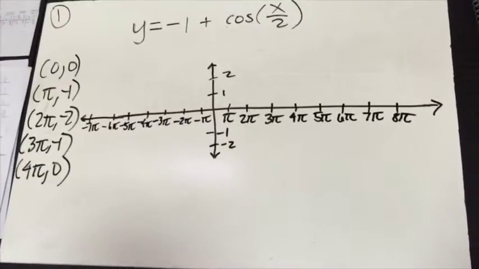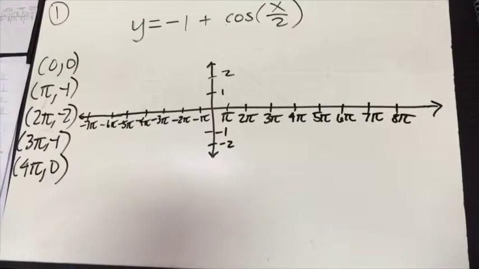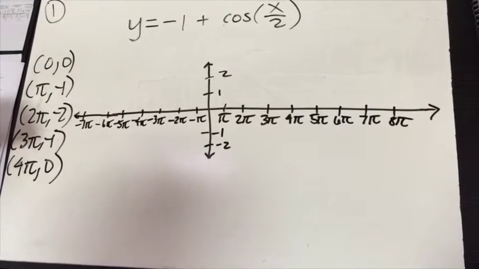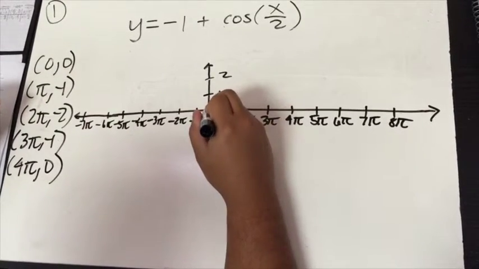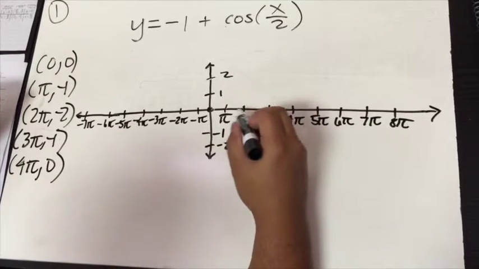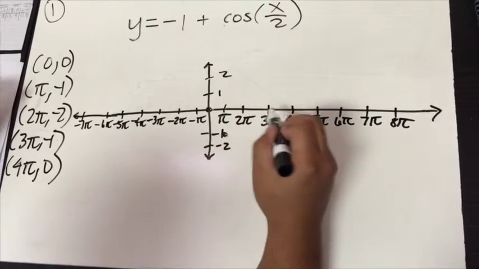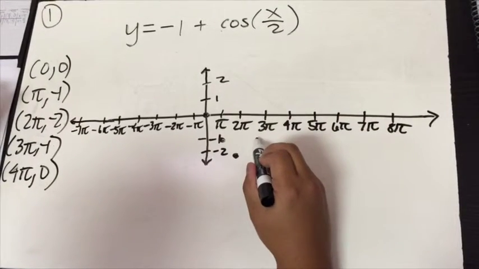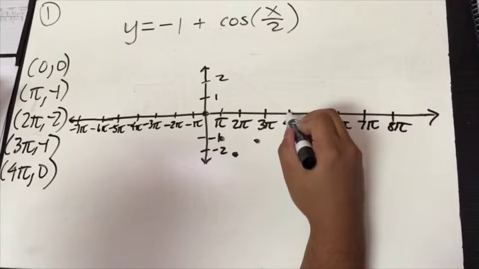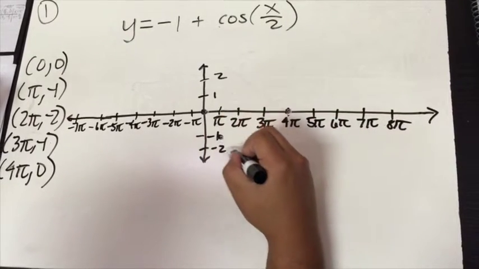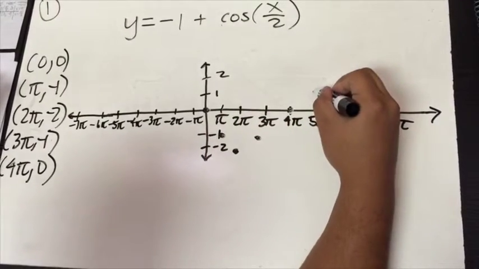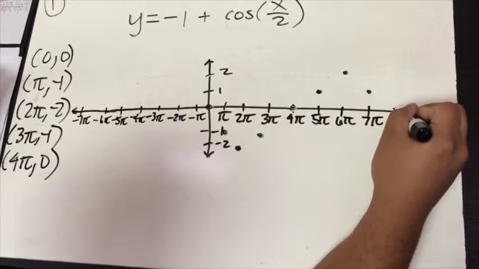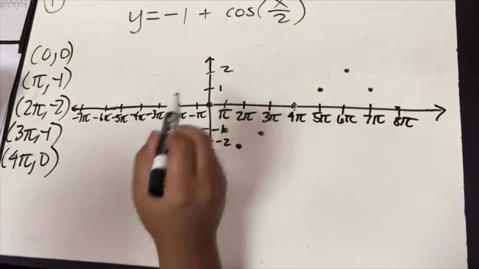Alright, so the points that we found from the beginning are over here, so we're just going to go ahead and graph those. So 0, 0 right here, pi, -1 is down here, 2 pi, -2, 3 pi, -1, 4 pi, 0. Okay, and it's symmetrical, so we'll just do the same thing in the other direction. It continues this way to right here, and we'll continue in this direction as well.